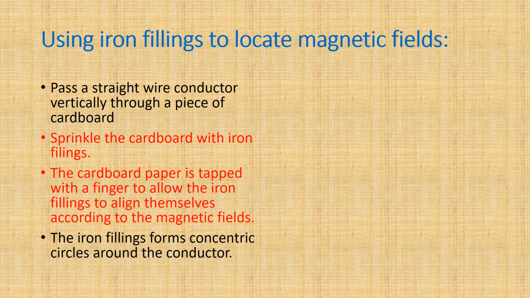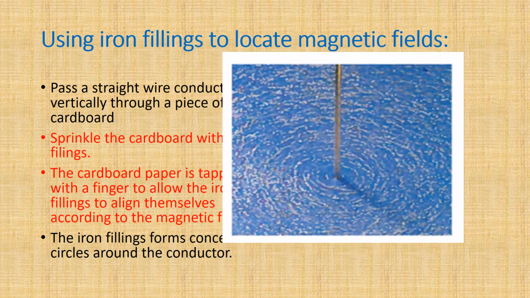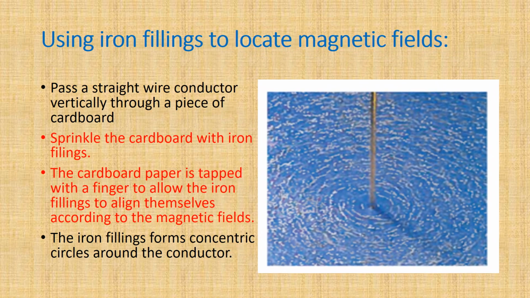We can also use iron filings to locate magnetic fields. How? All you need to do is complete a circuit using a wire passing through a hard cardboard. Sprinkle some iron filings on the cardboard and tap it using your finger so as to make the iron filings settle. Because of the influence of the magnetic fields on the conductor, you'll find that the iron filings will settle down in concentric circles around that conductor.